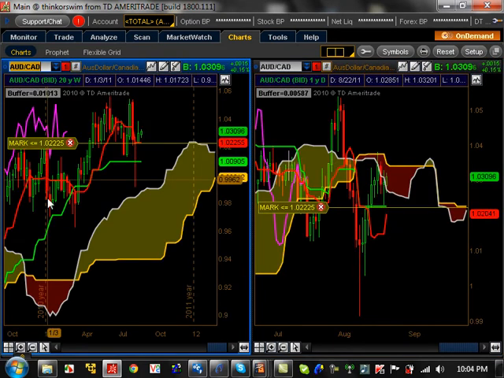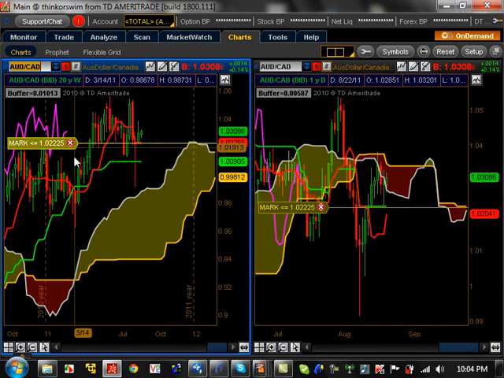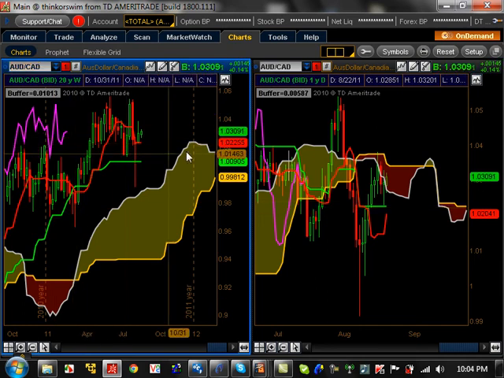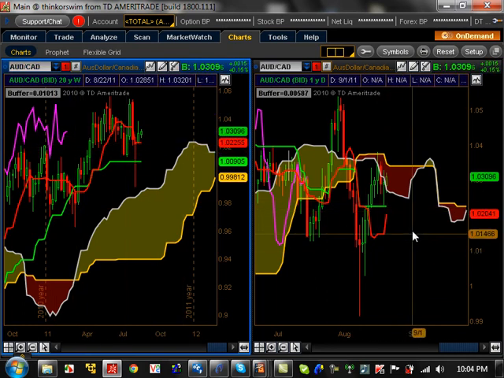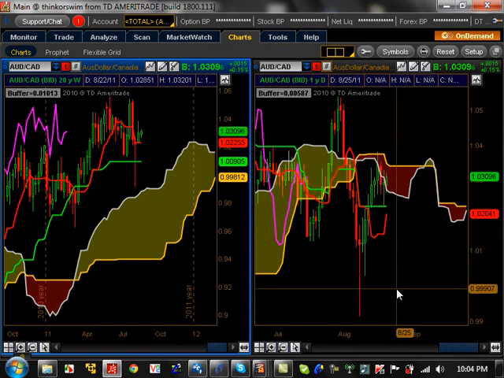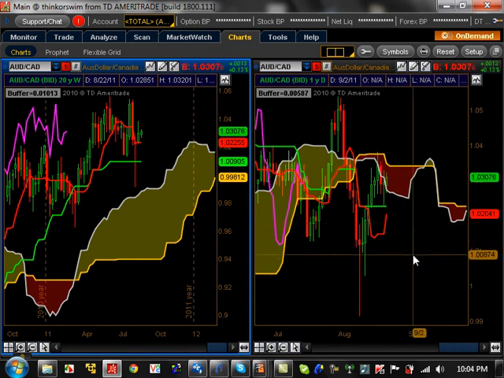Another currency we're going to look at is Australian CAD. You can see here it's been a little bullish momentum as far as the weekly time frame is concerned. Nothing really going on as far as the daily is concerned. And if you look here, 1.0204 is a major support level there, and 1.0400 is a major resistance level.